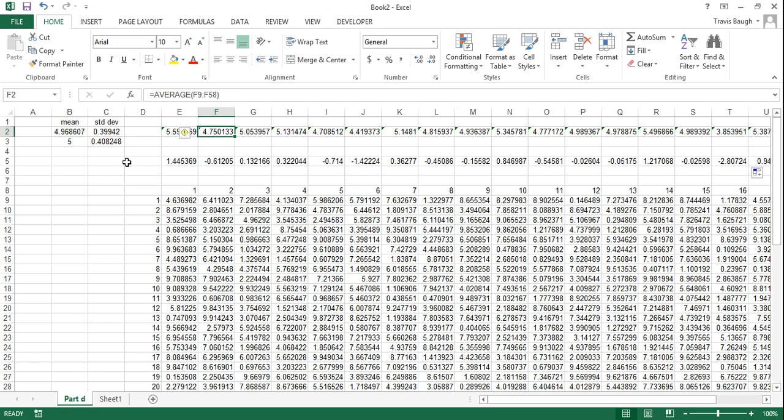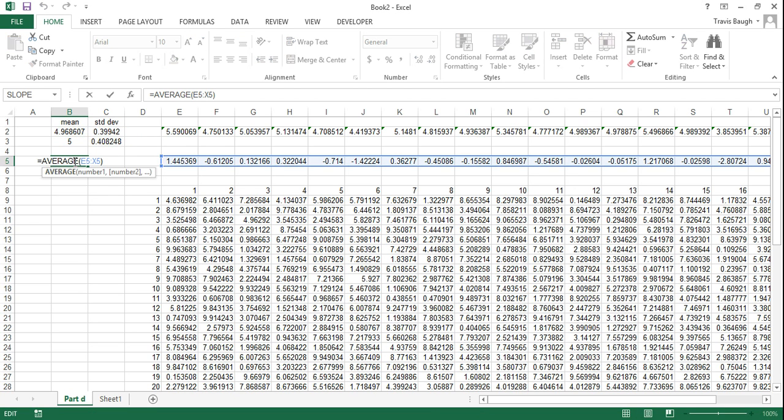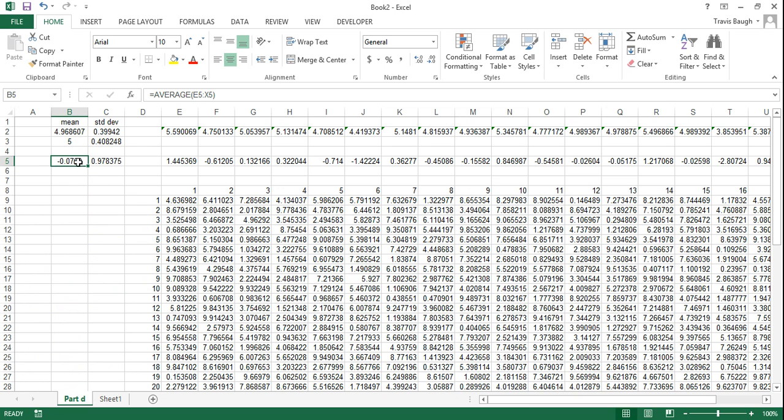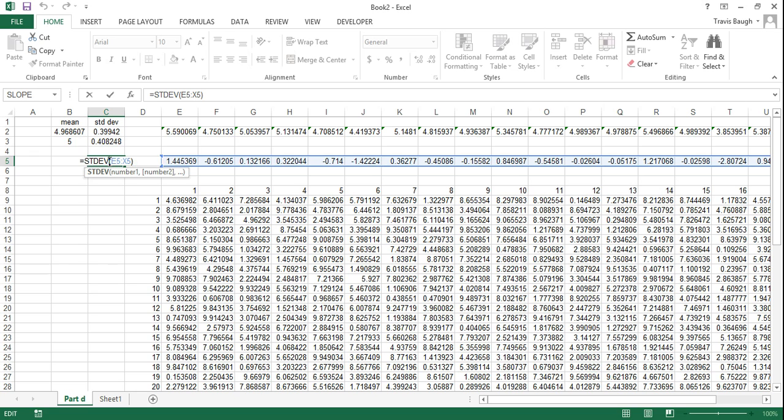And part H says calculate the mean of those standardized values and their sample standard deviation. So I'm going to just copy those formulas, Control C, paste them down here, Control V, and I'll just check that I'm doing the right thing. Yes, so it's referring to that formula, seems right. I'll double click on that. Yeah, it seems to be doing the right thing.